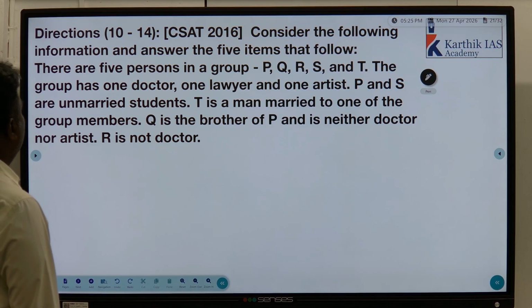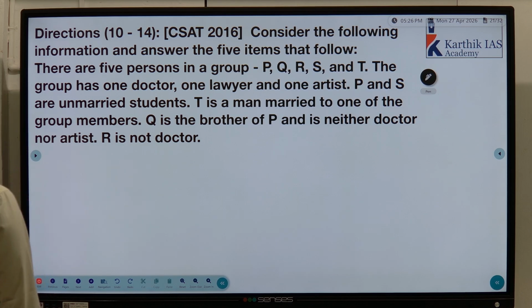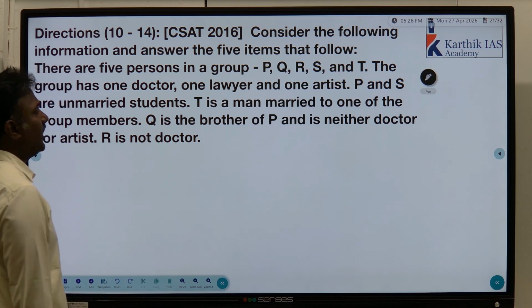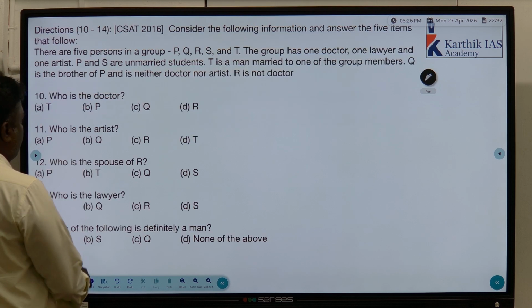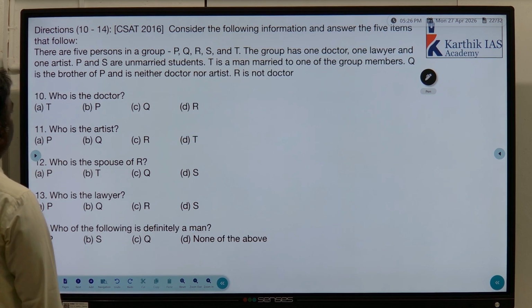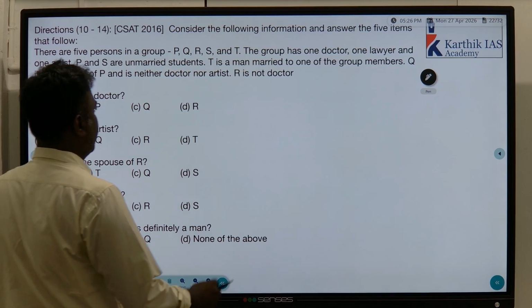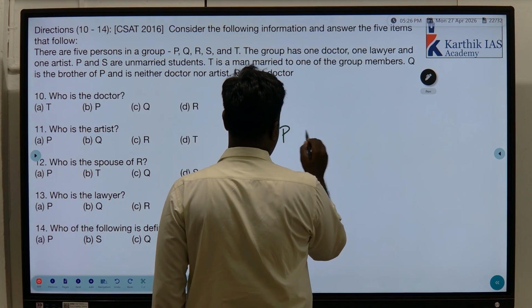Consider the following statements P, Q, R, S, T. Among them, one is a doctor, one lawyer, and one artist. P and S are unmarried students. T is a man married to one of the group members. Q is the brother of P and is neither a doctor nor a lawyer. So here, they mentioned P, Q, R, S, T. 5 people. First note down.